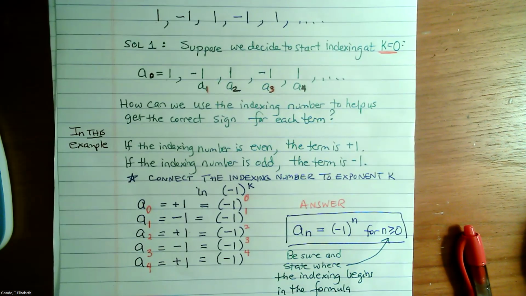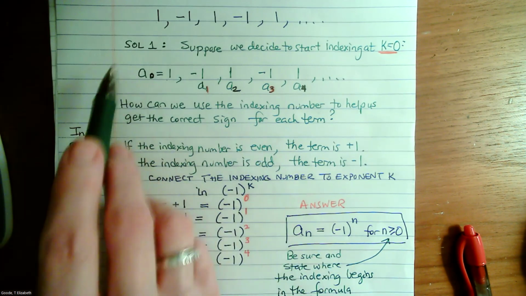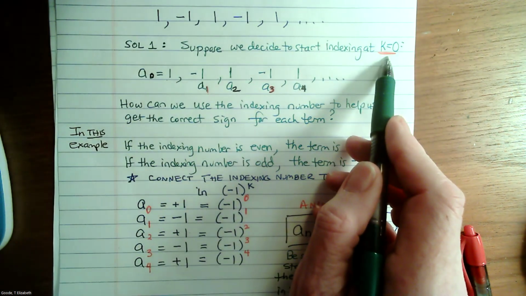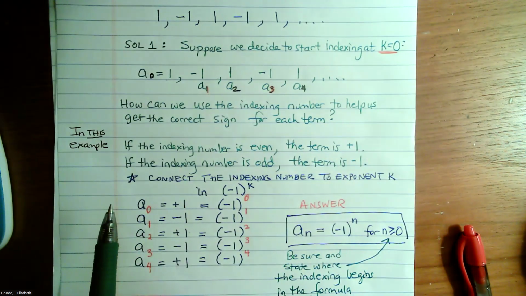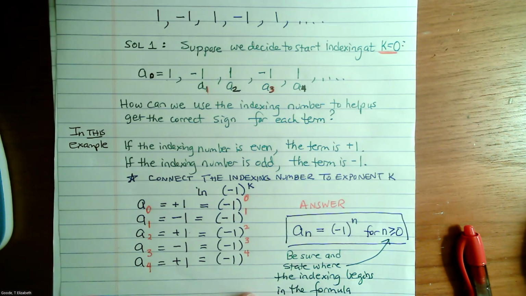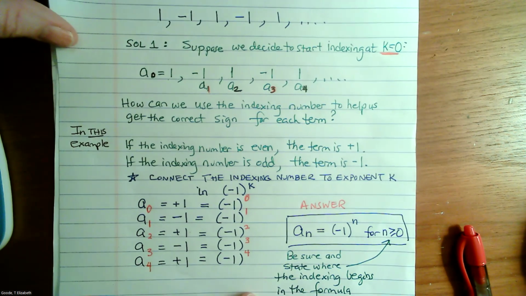It's just like any kind of definition that we have, it usually has more than one part. But what if we decide, instead of starting the indexing at k equals 0, to start the indexing at k equals 1? We might have good reasons for doing that. Let's just suppose that we want to start the indexing at k equals 1, and let's see what the formula would look like in that case.